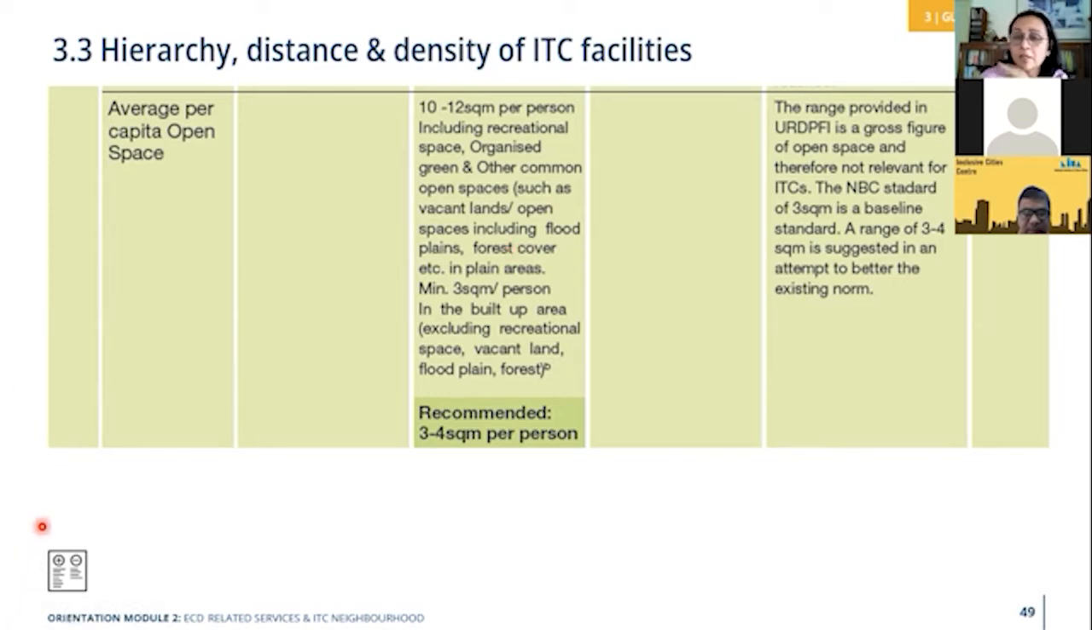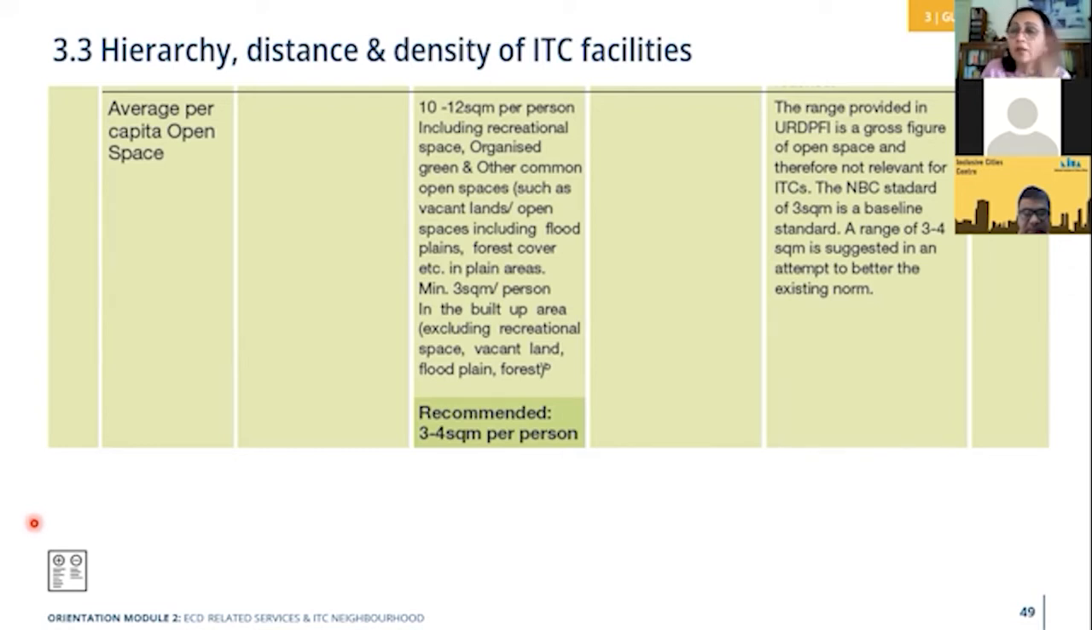So I would give you an example of some different cities that have better standards of per capita open space. For example, Vienna is considered to be the most livable city in the world. Here the per capita open space is 120 square meters per person. Singapore is also considered to be a very good city state. Per capita open space is 66 square meters. Amsterdam is roughly around 45 to 50 square meters per capita. London is roughly 25 to 27 square meters per person.